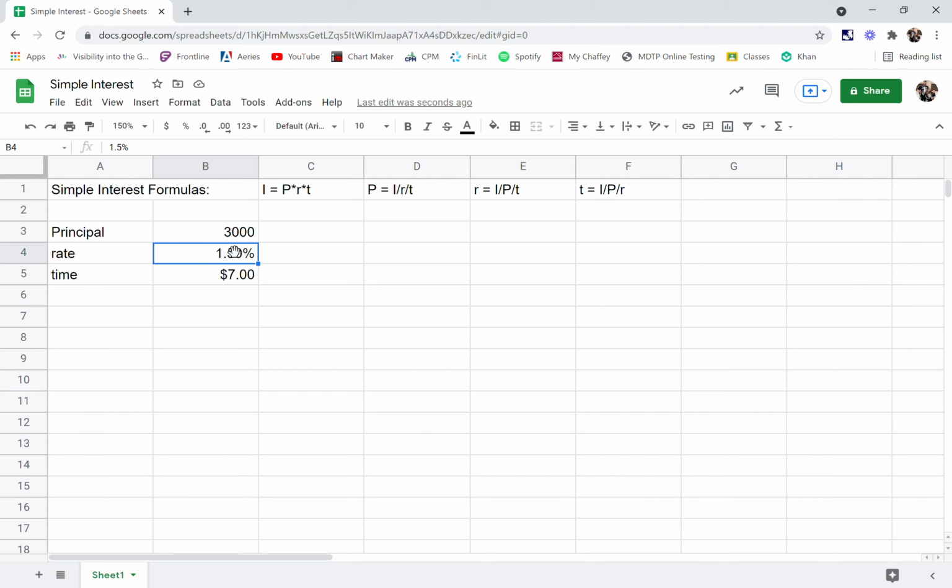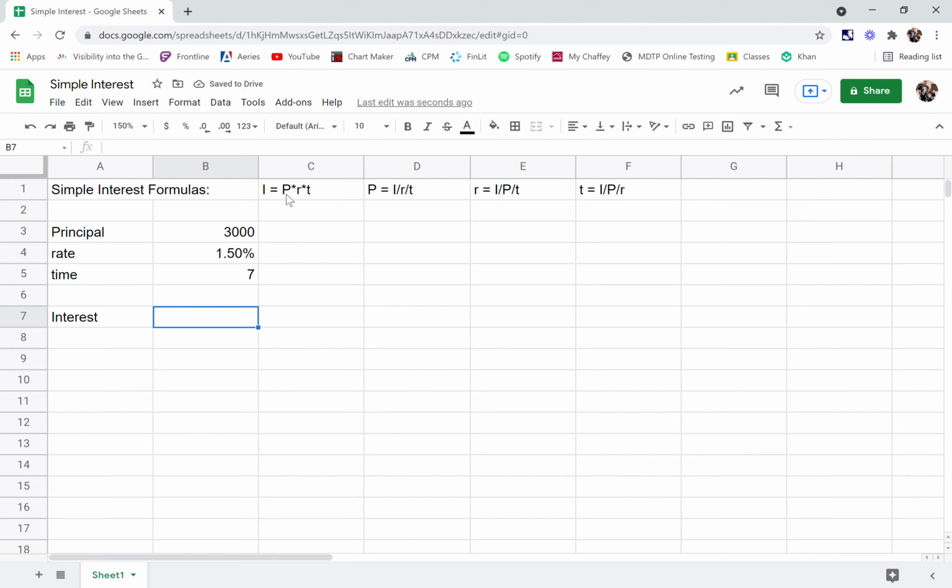Make sure that for the interest rate you include a percent, so it cannot just be 1.5, it has to be 1.5%. For the time, that definitely should not be in dollar form, so I'm just going to have to change that. Okay, so now we solve for the interest. And we follow the formula.